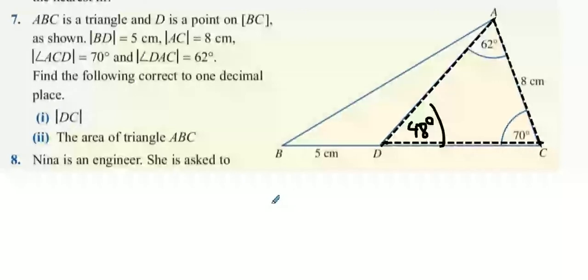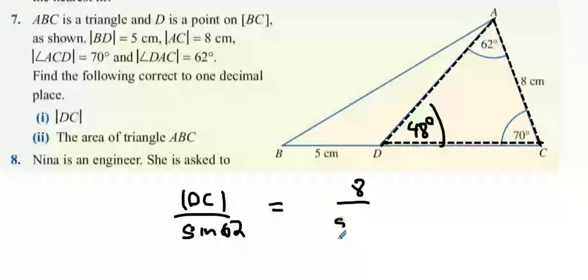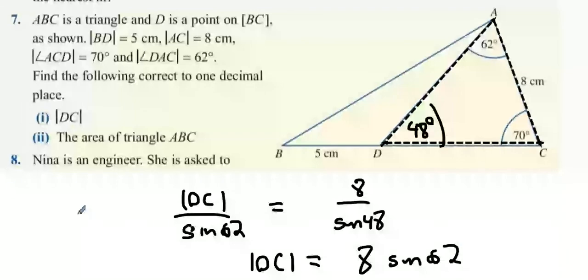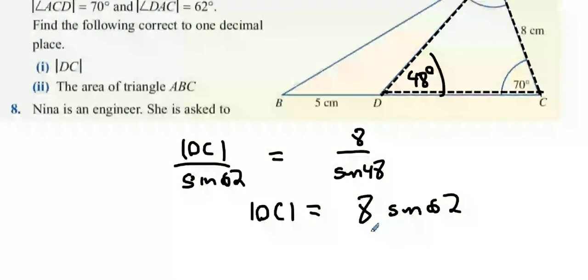I can say that DC divided by sine what? What looks at the DC? The sine 62, yeah? And then what looks at the 8? The sine 48. Sine 62 is division on the left, which will make a multiplication on the right. This means when we move the sine 62 from the left to the right, it goes up beside the 8 in multiplication rather than beside the 48 in division. You put all that into your calculator and what do you get?